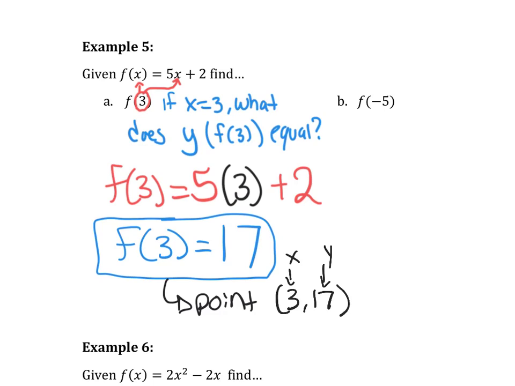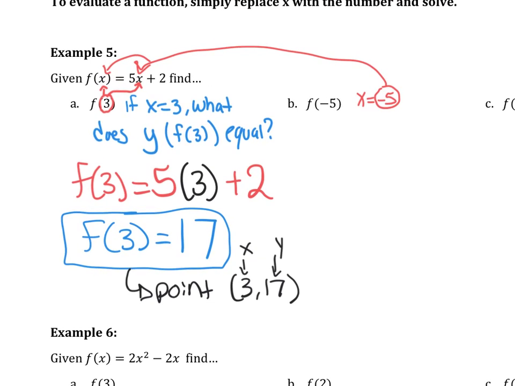Okay, letter B, f of negative 5. So again, this is telling us that x equals negative 5. We want to find what the y value is, or what f of negative 5 is. So we take this negative 5, plug it in for x, with parentheses. Whenever you plug something in, you always need parentheses. So we'll have f of negative 5 equals 5, and then in parentheses, negative 5 plus 2. It's important that you use parentheses, because if you just write 5 and then negative 5, that will look like 5 minus 5. But that's not what's happening. The equation is 5 times x, so we have to make sure we're multiplying there.